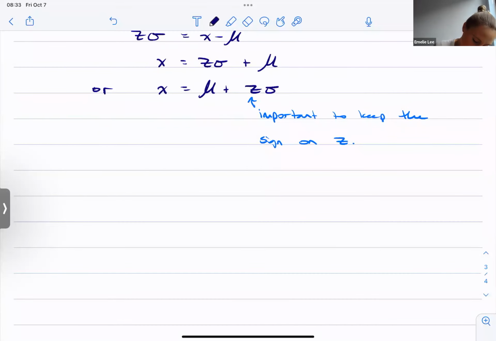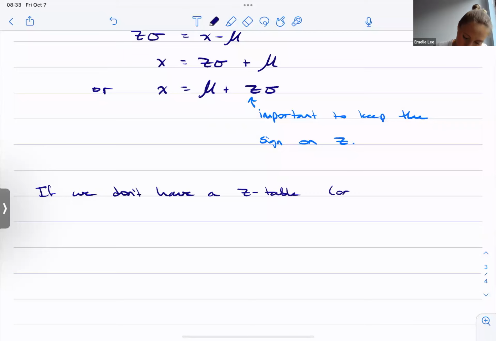So if we don't have a Z table, or software, so R or Excel or whatever you want to use, we can approximate areas under the curve. So what does that mean? That the areas under the curve are probabilities, right? And so if we're approximating areas under the curve, really what we're doing is approximating probabilities.